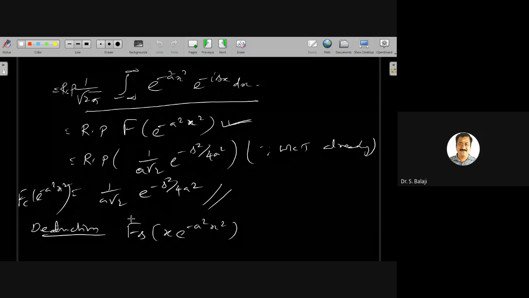This is the Fourier cosine transform they are asking for here. The deduction is the Fourier sine transform of x into e power minus a square x square. For that you can use the property. Put the heading as reduction: Fourier sine transform Fs of x into e power minus a square x square.